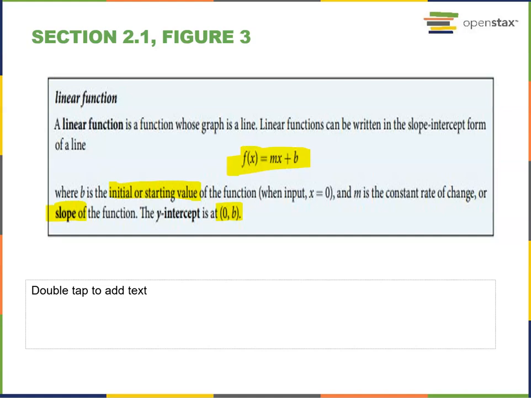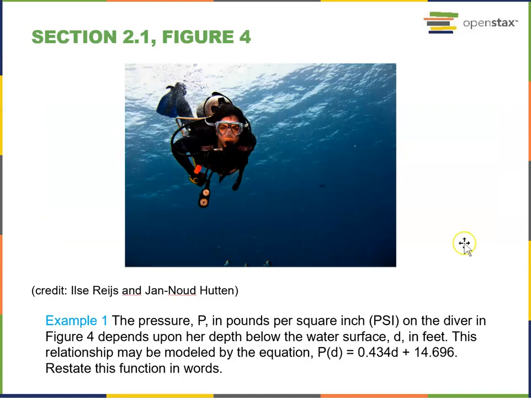Look at the first example. The pressure P in pounds per square inch, or PSI, on the diver in the given figure depends upon her depth below the water surface, d, in feet. This relationship may be modeled by the equation P of d equals 0.434d plus 14.696. Let's restate this function in words.